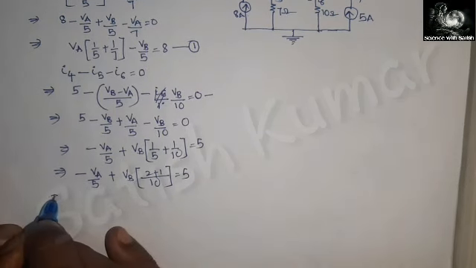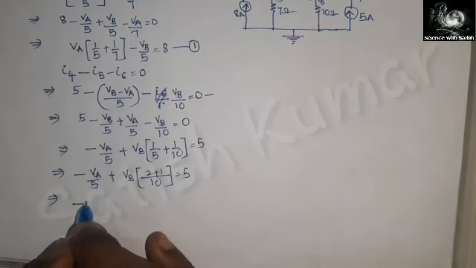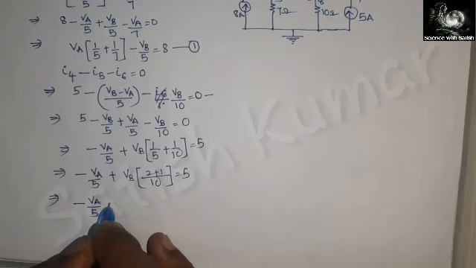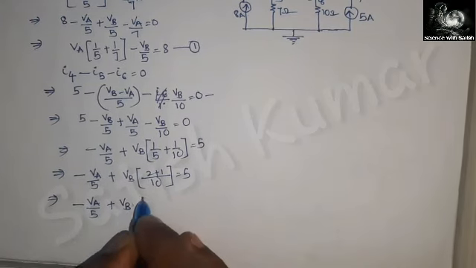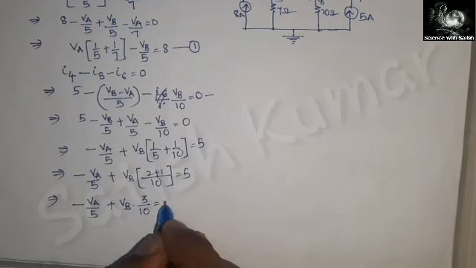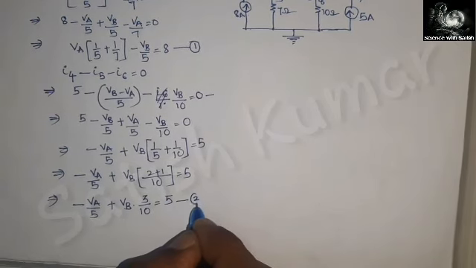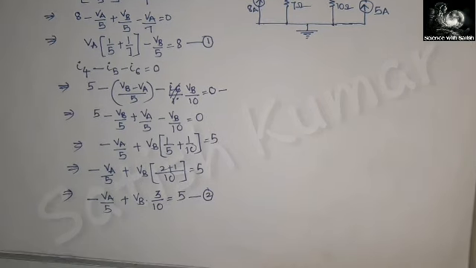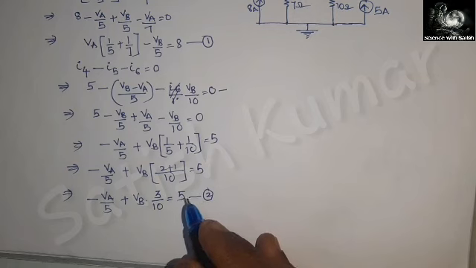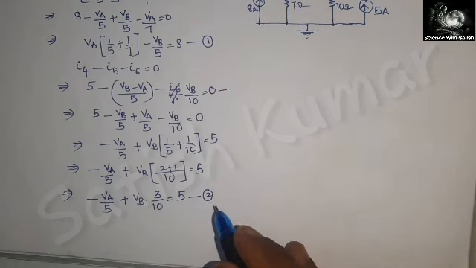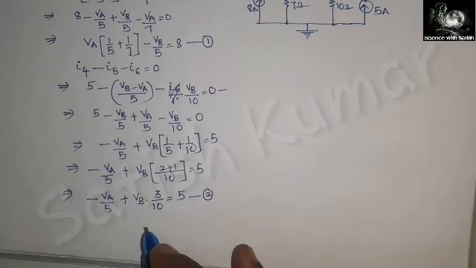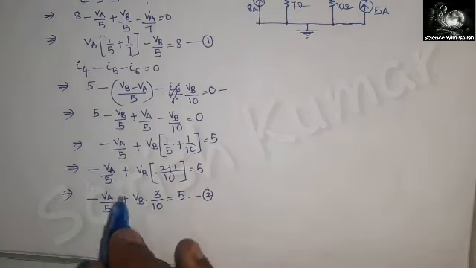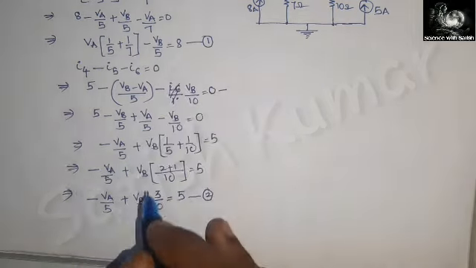So, you can write here minus VA by 5 plus VB into 3 by 10 is equal to 5. This is equation 2. To solve this equation you can use matrices. It is a little bit complicated for intermediate students or 10th class students, so I am doing it in the natural way, but if you use matrices it will be very easy. So, this is equation 1 and this is equation 2.